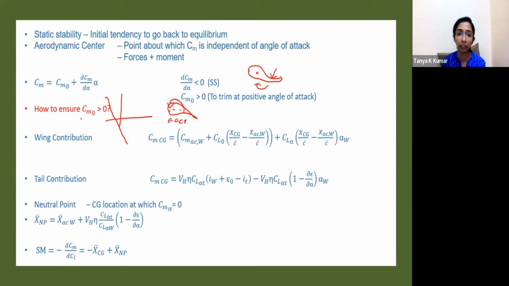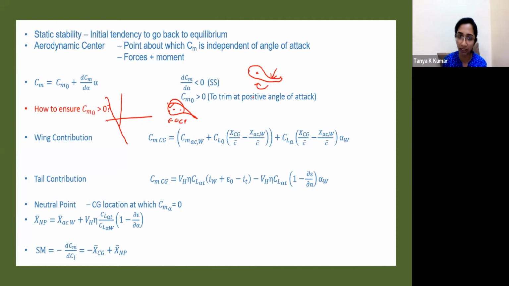So the two techniques to ensure that Cm naught positive are, one is this IT should be negative, tail setting angle should be negative. And the other way is to have reflex airfoil cross section for wings, which has, by virtue of its design, a positive CMAC. Okay, is that clear?